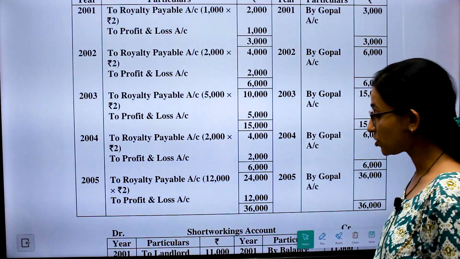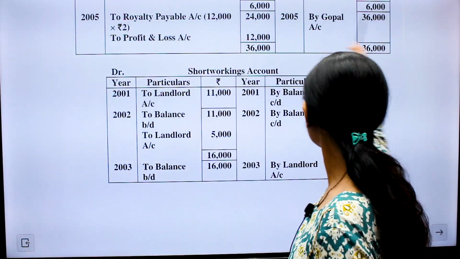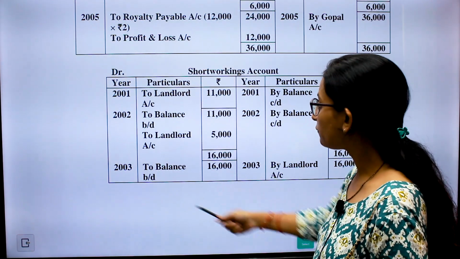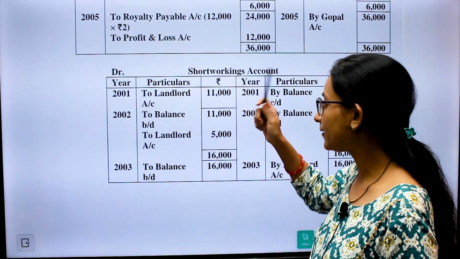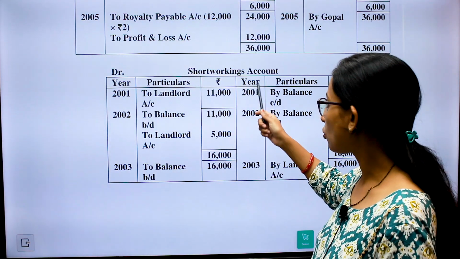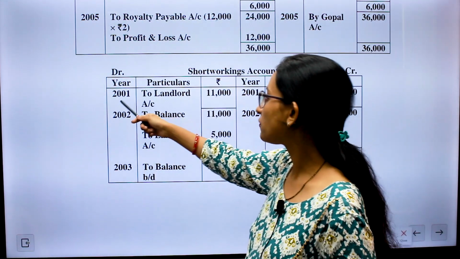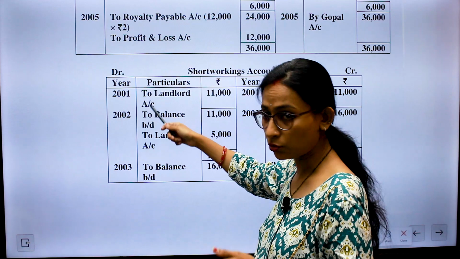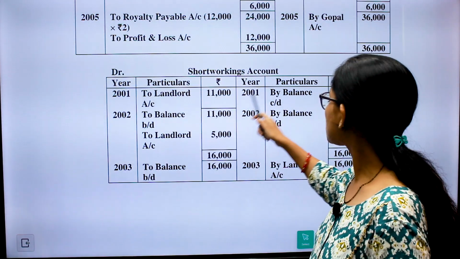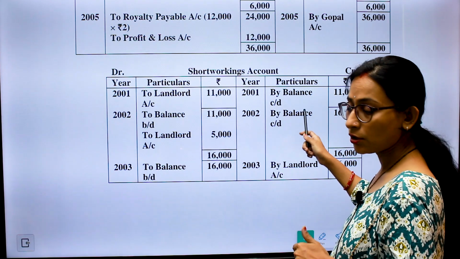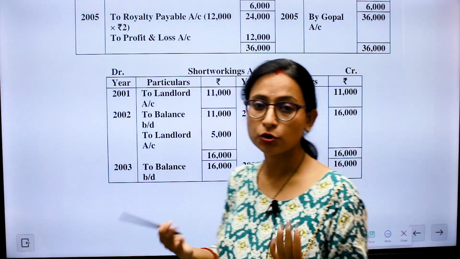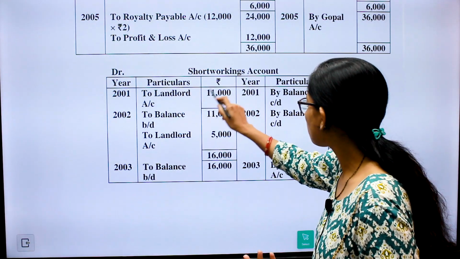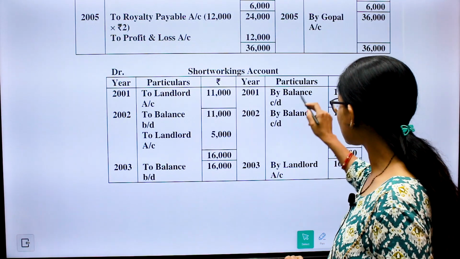This is the royalty receivable ledger. Next, left hand side debit column, right hand side credit column. In the center the title will be short working account. For this table we will use the primary analytical table, meaning the royalty payable table of Mr. Ram. So in 2001 there was a short working of 11,000. So we have debited the landlord account with 11,000 and shown balance carried down. Why balance carried down? Because in the first year there is no option of recoupment or transfer. So we have this 11,000 as balance carried down.